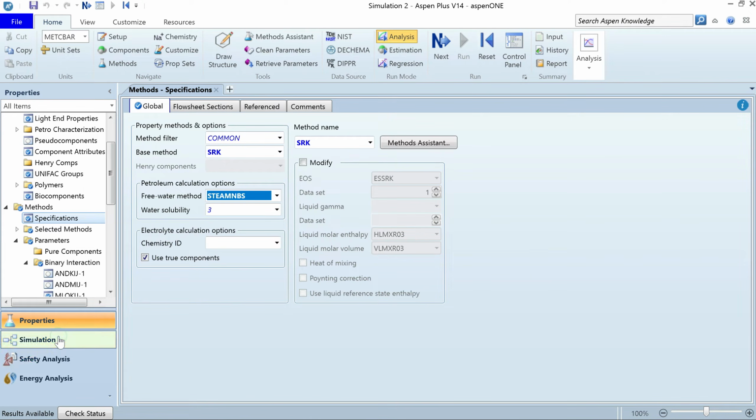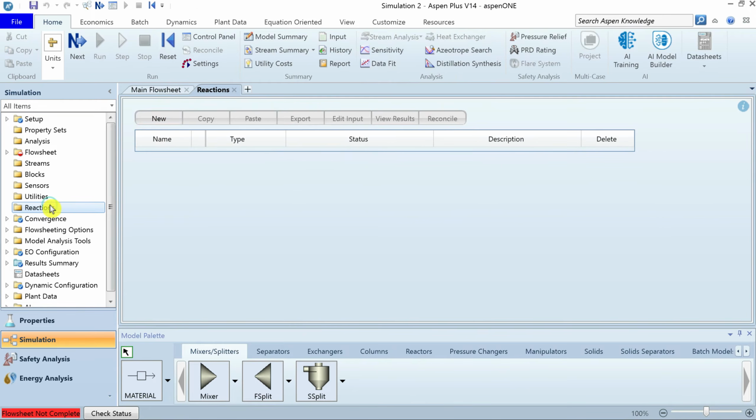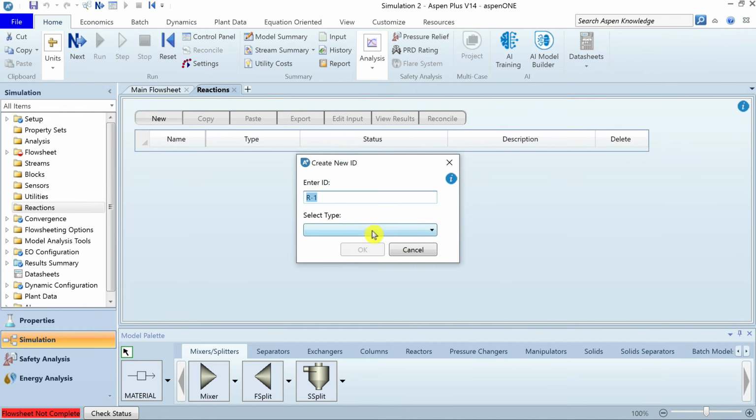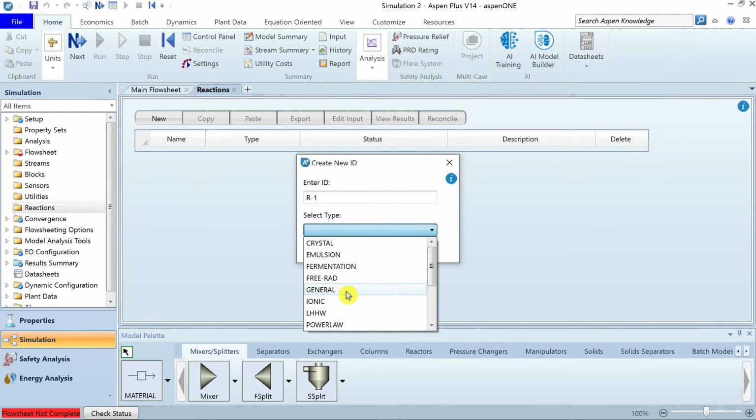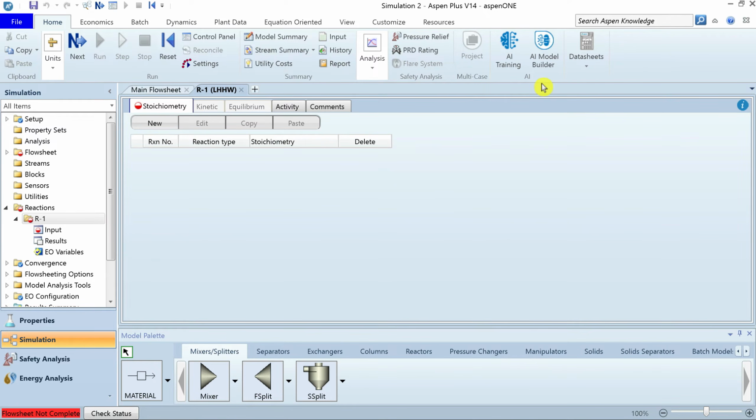Let's move to the simulation environment. Here we need to create LHHW type of reaction in the reaction section. Let's create a new reaction set. Choose it from either general set or LHHW set. Create a reaction. Let's open the Word document in parallel to define the reaction stoichiometry and the kinetic parameters.